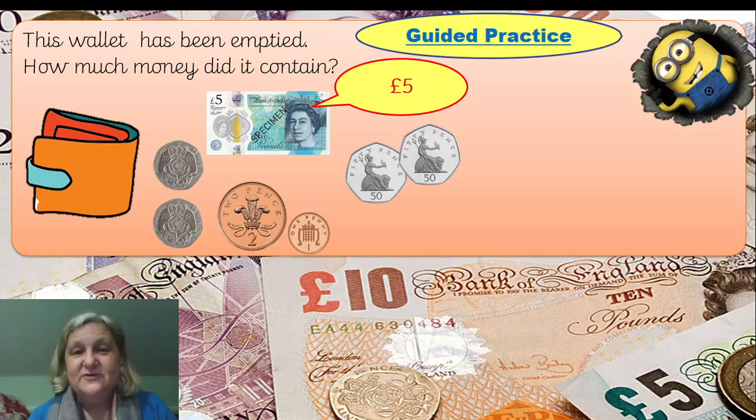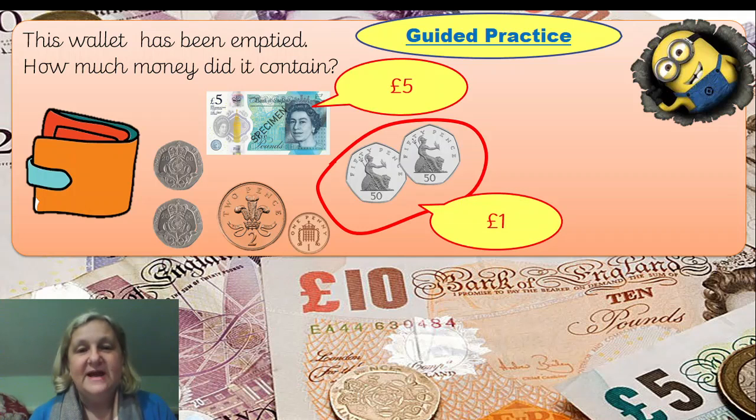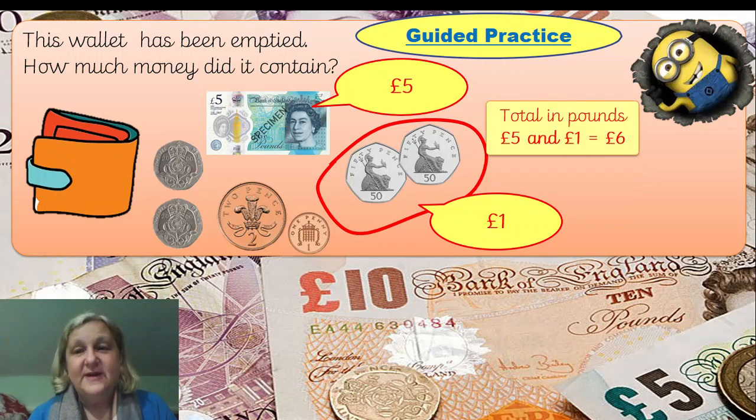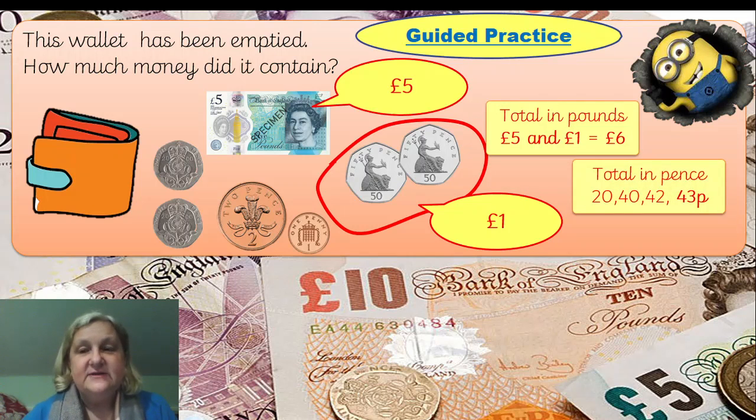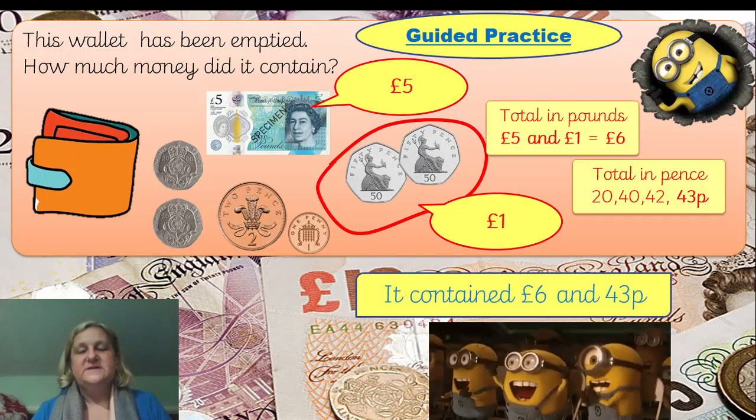Okay, let's have a look. We've got the £5. Ah, there they are. Those were the ones that I spotted. 50 add 50 is £1. So £5 add £1 is 6. Now the total in pence, so let's do the rest of it because we've done that first bit. We've got 20, 40, 42, 43 counted on. So we've got £6 and 43 pence. Okay.